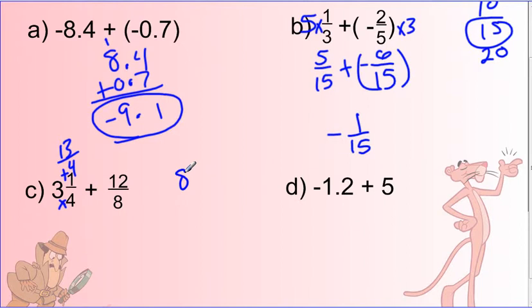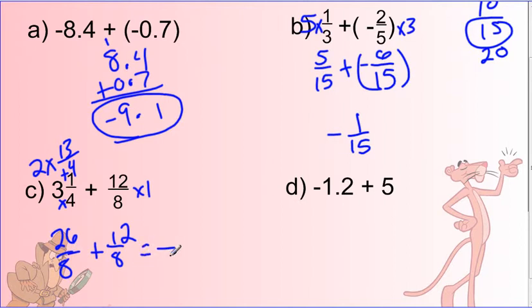Well, if you count by 8s, the first number that 4 goes into is 8. 8 is the least common denominator. So this guy, I don't have to change at all. I'll take times by 1. This guy, I have to take times by 2 because 4 times 2 is 8. 13 times 2 is 26. My signs are the same, so I add the numerator, keep the denominator, gives me 38 over 8.